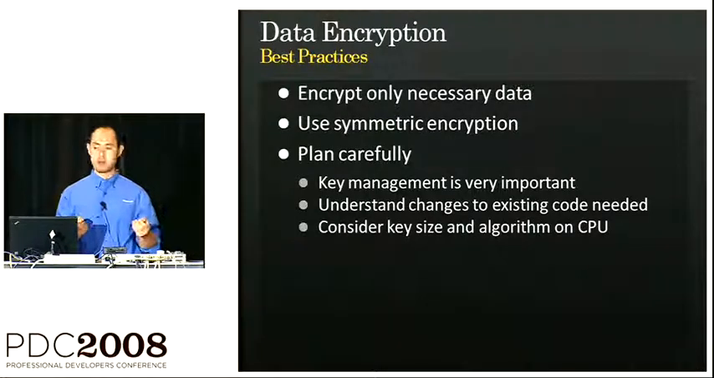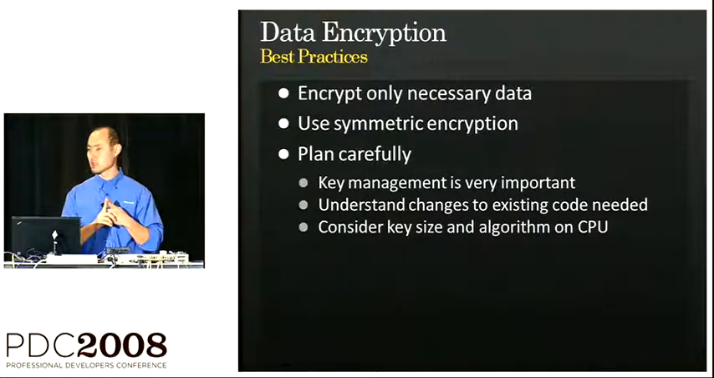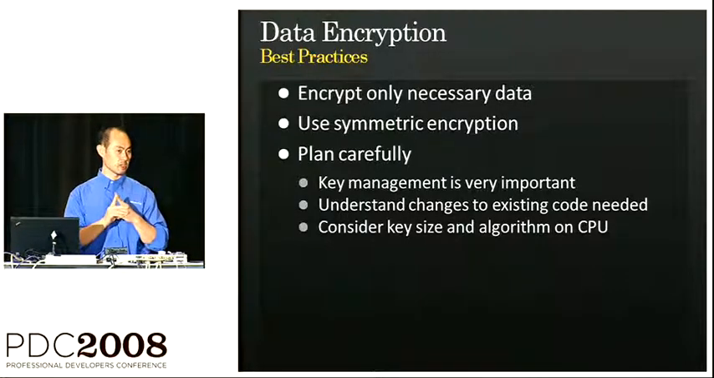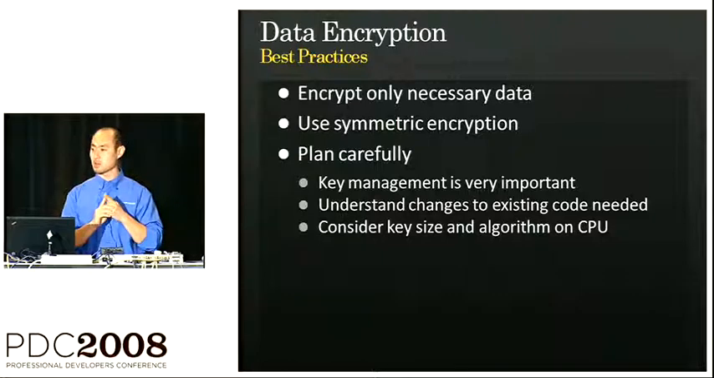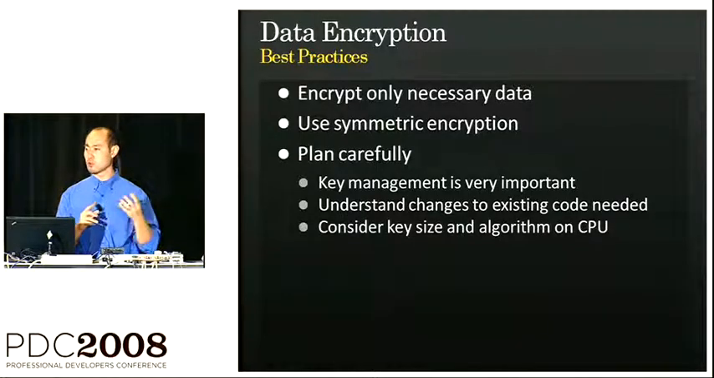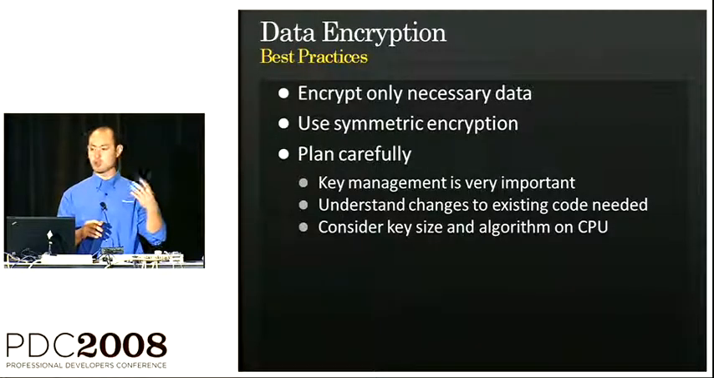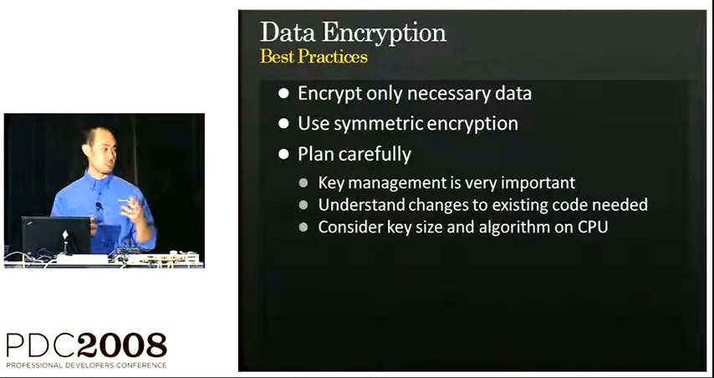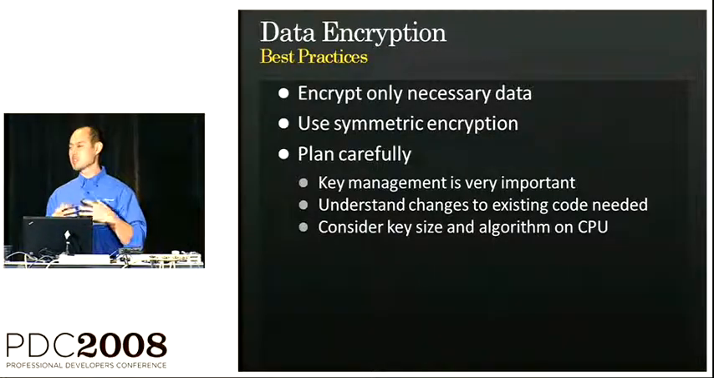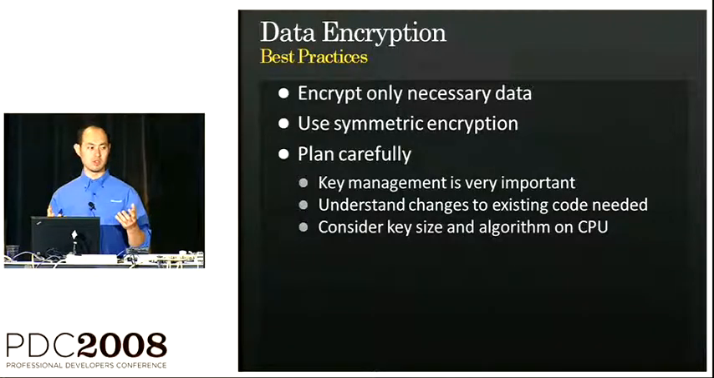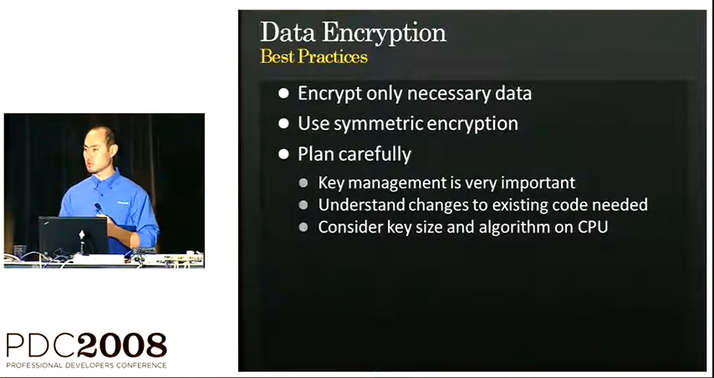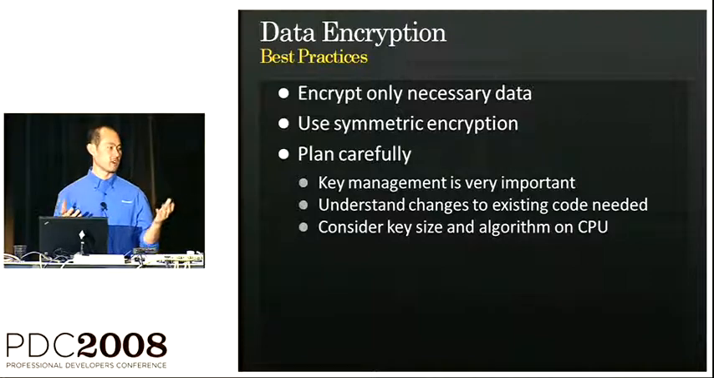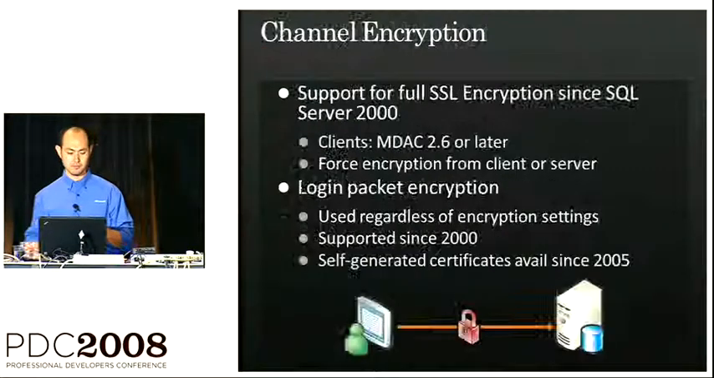And plan carefully. Plan on how you want to do your key management, how you want to store your keys and protect them. And understand that when you start using cell-level encryption, you have to make changes to your application, because you're going to have to call the built-ins every time you encrypt and decrypt, or you select or update data. And consider the key size on the CPU. So use the maximum key size you can without incurring a significant performance hit on your machine. Encryption by its very nature is very, very CPU intensive, as everyone knows. So you have to strike the right balance.